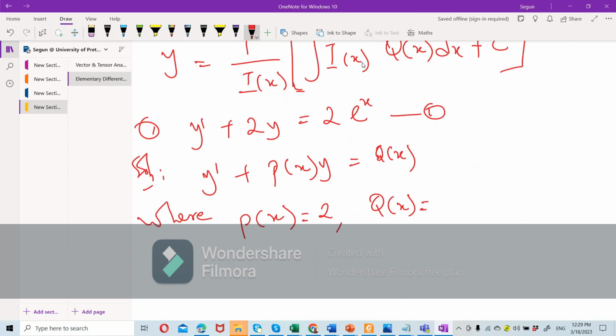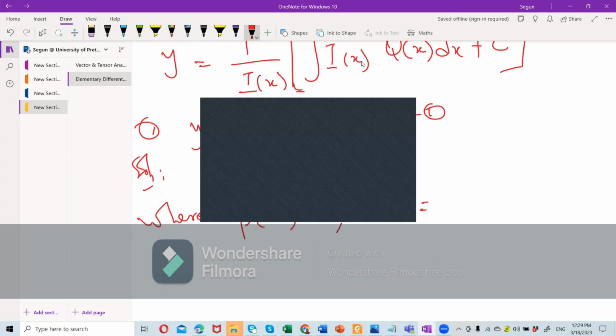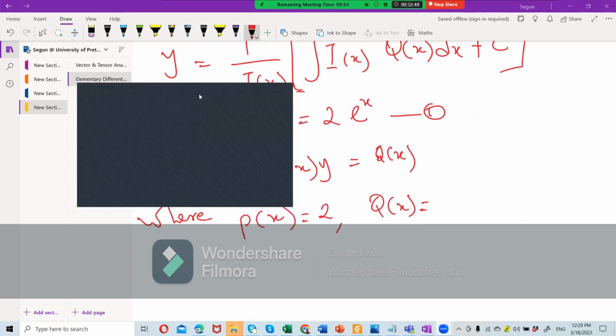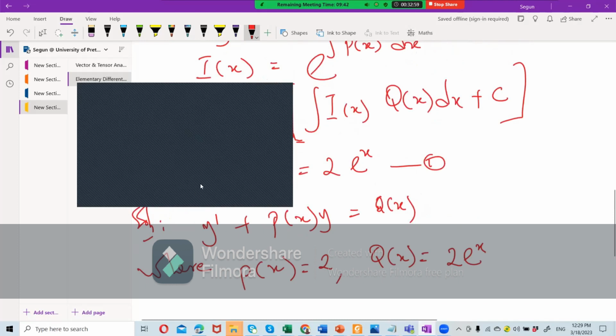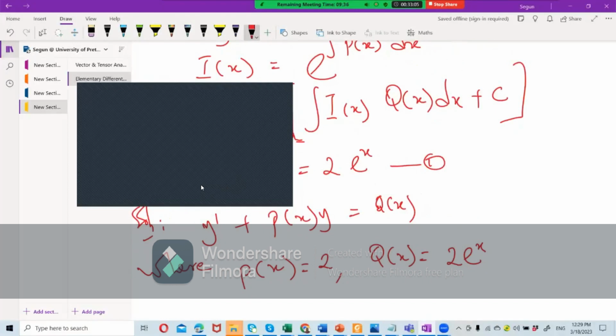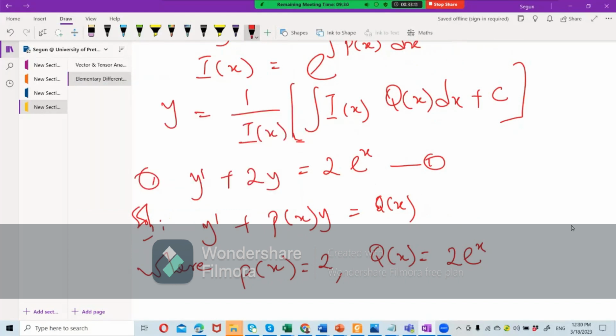What is our q of x in this case? Is it 2, or e power x? No. Q of x is everything there, everything on the right side, because look at the equation. So q of x in this case is 2 exponential x. It's everything. And the same thing is here.